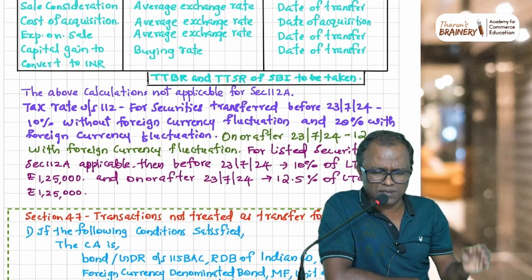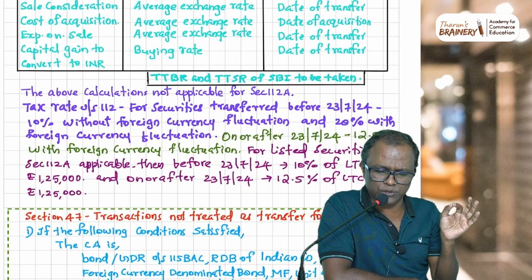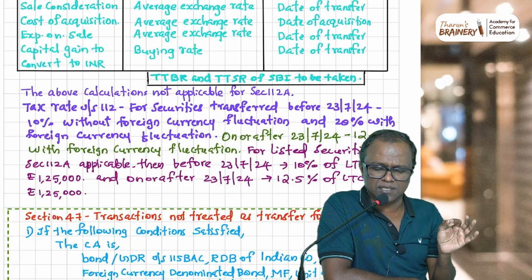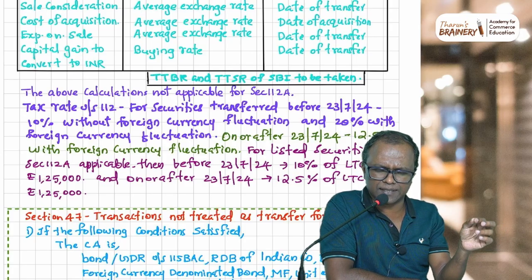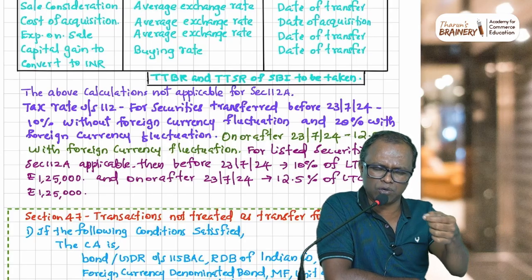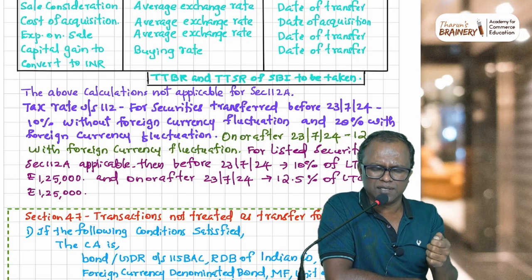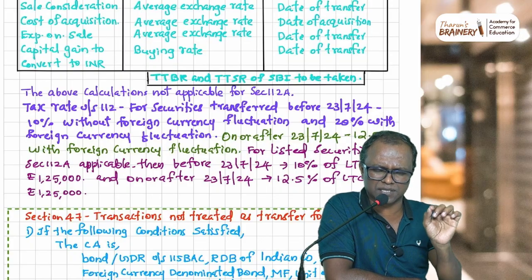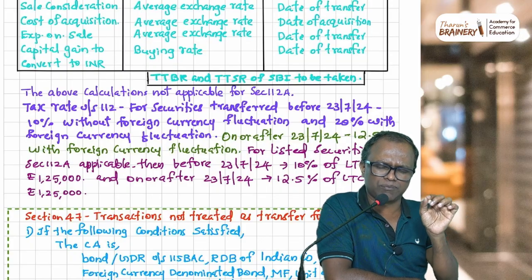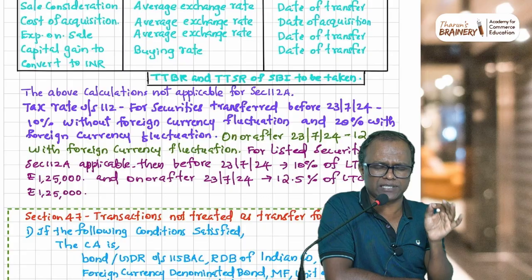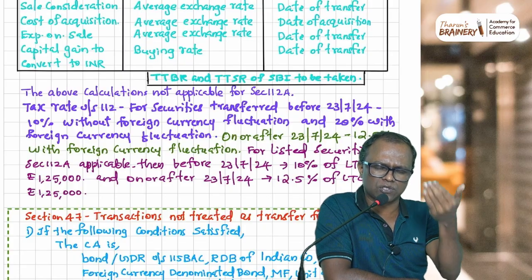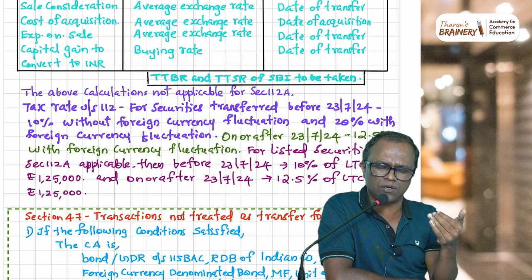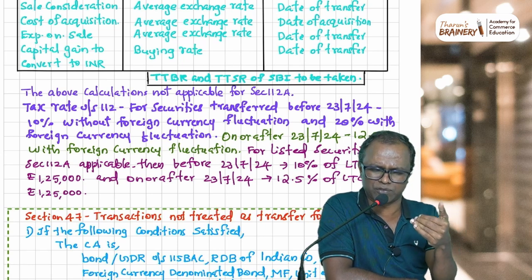What is 112A? Listed equity shares, equity oriented units of a business trust, transferred on or after 1st February 2018, and STT is paid both at the time of acquisition and transfer. Then we have to compute the capital gain as per section 112A. For capital gain up to 1,25,000 rupees, the tax rate will be nil. And above 1,25,000 rupees, the rate of tax will be 10% or 12.5%, depending upon the date of the transfer.